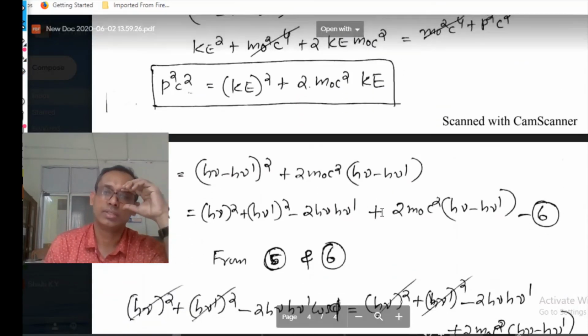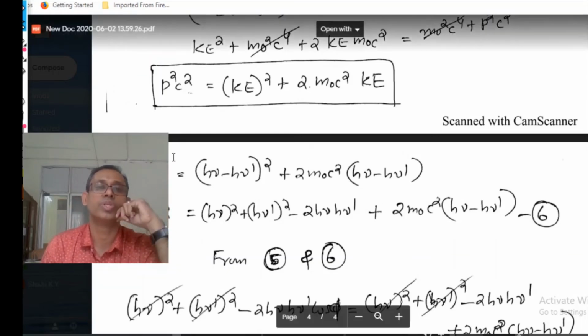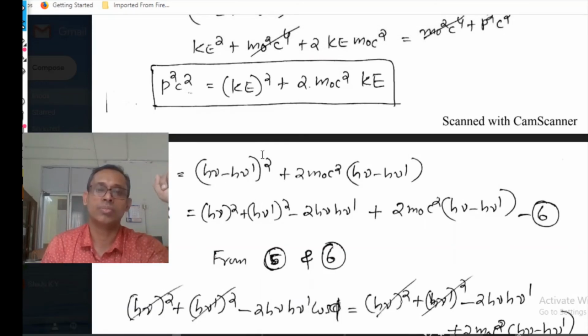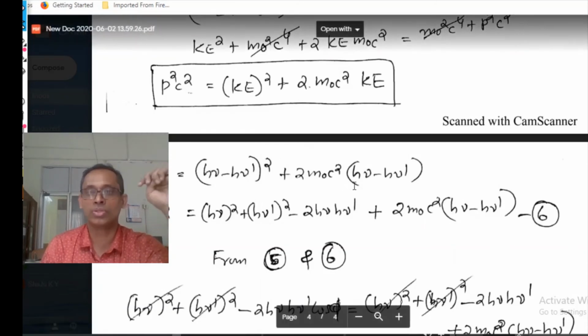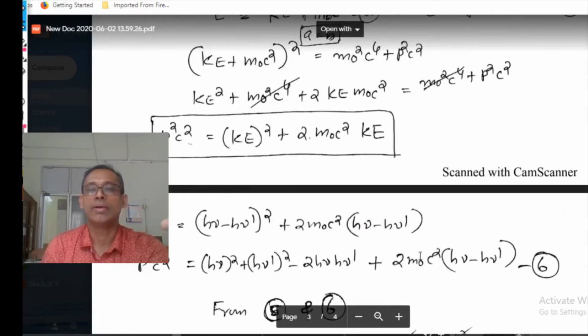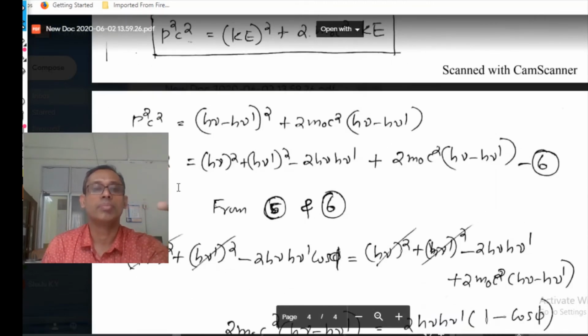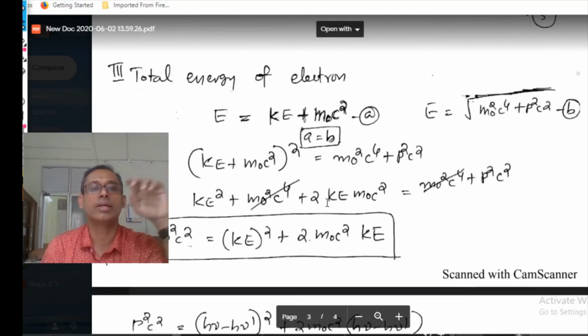We know that the kinetic energy of the electron is the loss of energy of the photon. So p square c square is, with loss of energy h nu minus h nu prime, h nu minus h nu prime whole square plus 2 m0 c square times h nu minus h nu prime, and I am squaring this here. So I will get the sixth equation, p square c square equal to this.